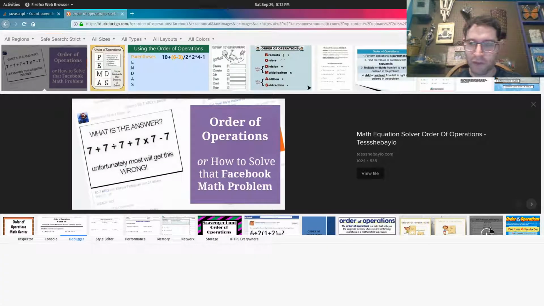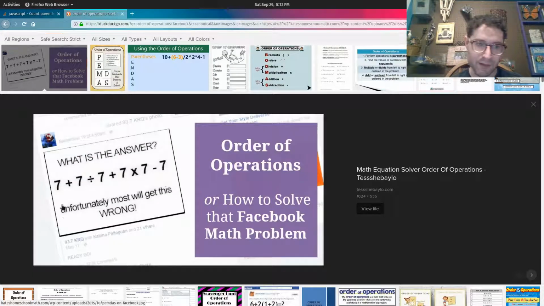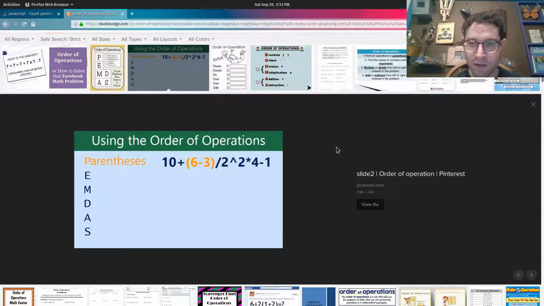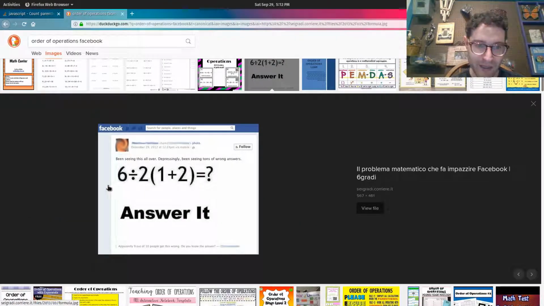So occasionally on Facebook we see things like this. What is the answer? 7 plus 7 divided by 7 plus 7 divided by 7 minus 7. Or we see something like this. Or a post like this. 6 divided by 2 plus 1 plus 2.